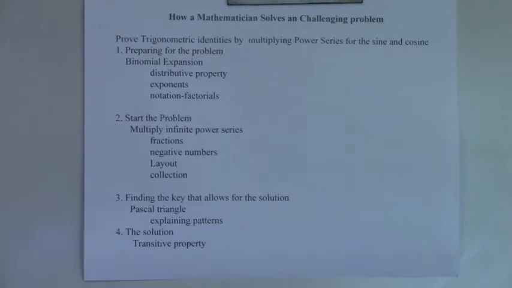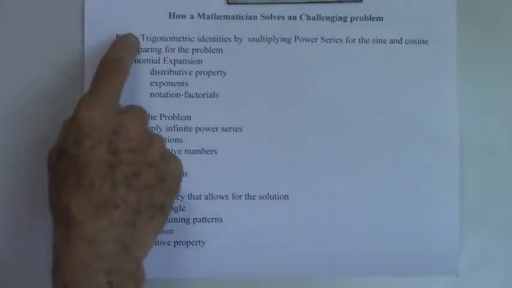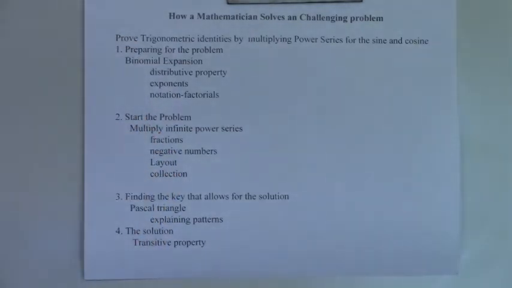So this is an outline of what we are going to try to do in the next 6 or 7 slides. We basically want to start off proving the trigonometric identities by multiplying power series for the sine and cosine. That's a statement in itself. To do this, we prepare for the problem by doing the binomial expansion, which is a simpler form of the problem that we're going to try to do.